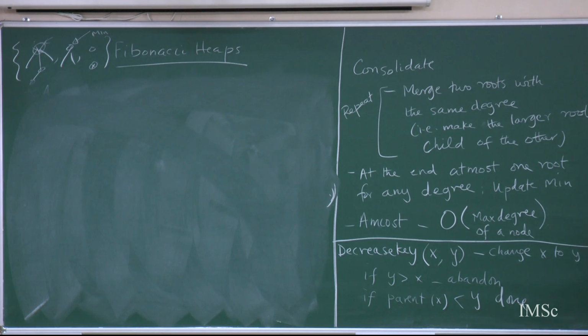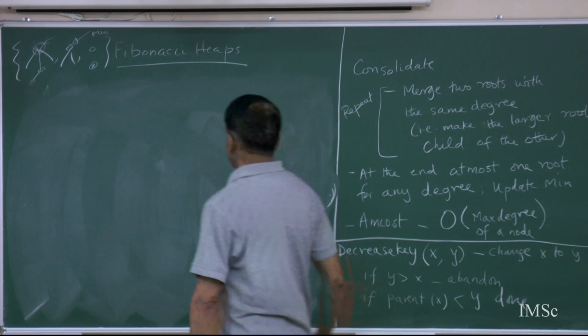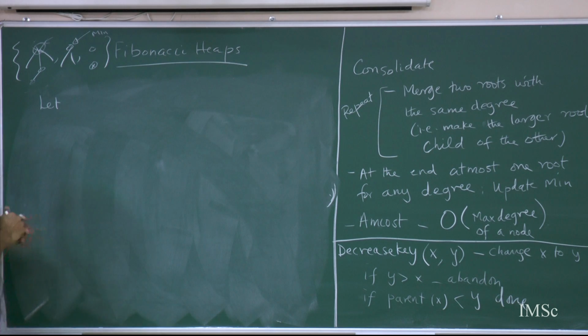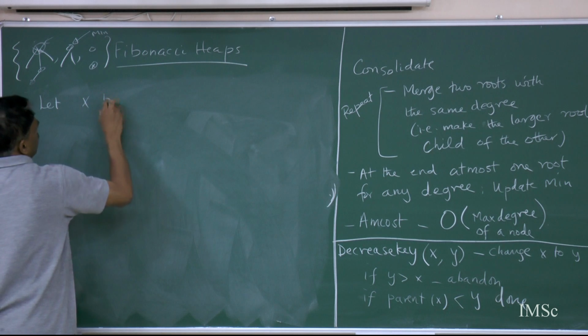So to show that, this is the goal. Now all I'm saying is look at these operations happening: insert, decrease key, delete min, they're all happening in all kinds of sequences. And at any point I take a snapshot and look at one tree. Let X be a node in one of these trees.